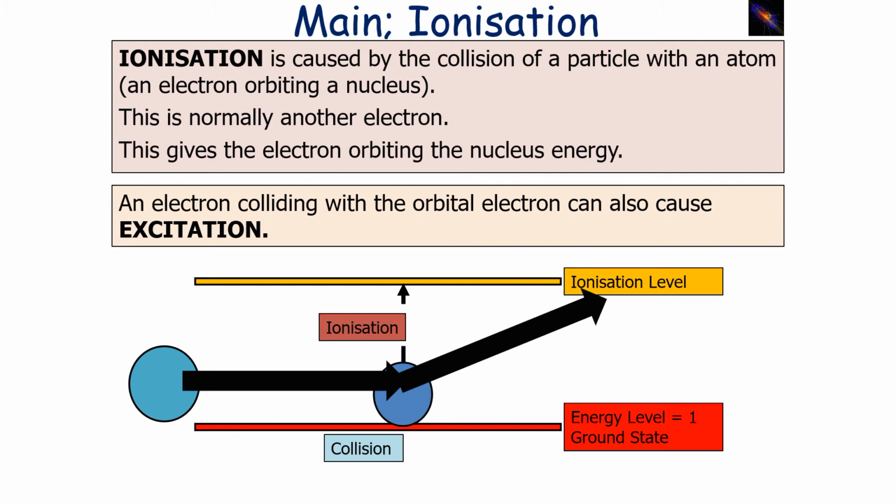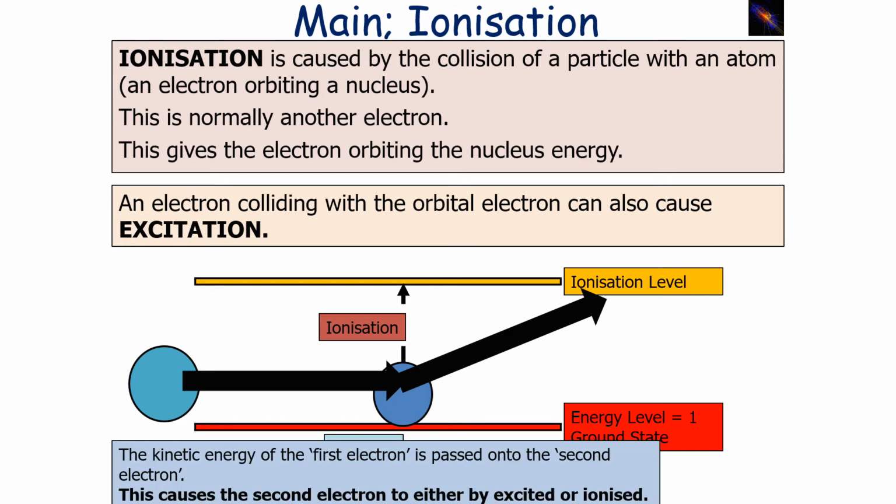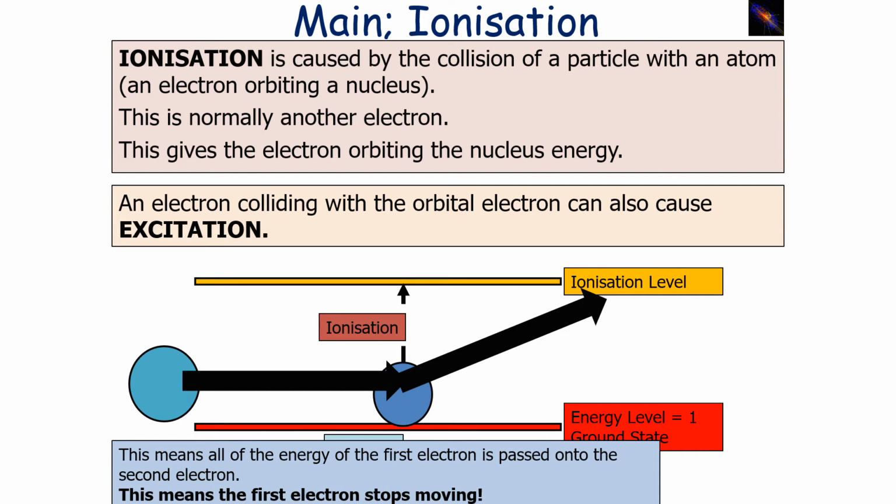Now, the normal particle that collides with the atom is another electron, and this will give the electron orbiting the nucleus energy. An electron colliding with an orbital electron can also cause excitation. What happens is the kinetic energy of this first moving electron is passed to the second electron inside the atom. So this causes that second electron contained inside that atom to either be excited or ionized. Now, this can actually mean that all of the energy of the first electron can be passed on to the second electron. So it means that first electron could stop moving.